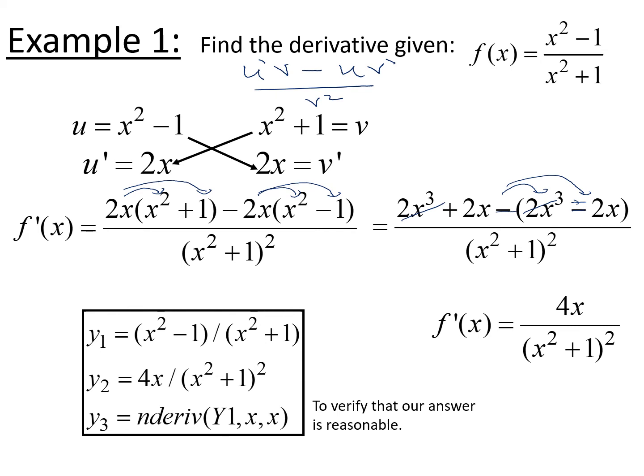One thing we could do is take our graphing calculator and graph it to make sure that the derivative we found, 4x divided by x squared plus 1 raised to the second, is actually the same derivative. Use nDeriv on y sub 1, our function, with respect to x for all of x, and see that the y2 and y3 overlap. So you can do that with the graphing calculator to verify that the derivative we found does work out, to verify our answer is reasonable.